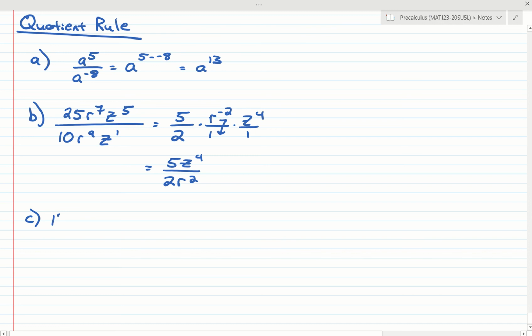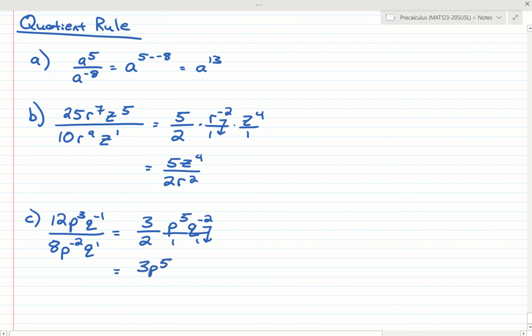How about 12 p to the 3rd q to the -1st over 8 p to the -2nd q. Right? I mean, after a while, these are all kind of looking like the same thing. So 4 goes into 12 3 times, goes into 8 twice. 3 minus -2 is 5. -1 minus 1 is -2. So if we're going to write this all as just one big happy fraction, we could bring this negative 2 to the denominator, and we get 3p to the 5th over 2q to the 2nd.